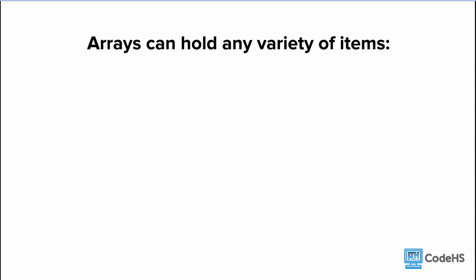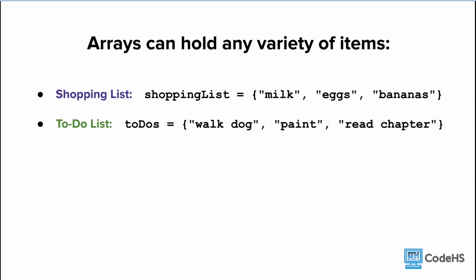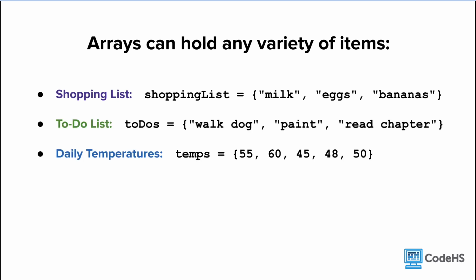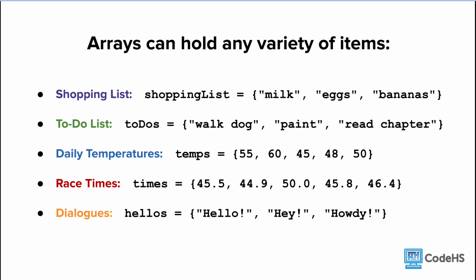Arrays can hold any variety of items. For example, a list of items to get at the grocery store, or things to do on a to-do list, or a record of daily temperatures, or a collection of an athlete's race times, or even character dialogues.